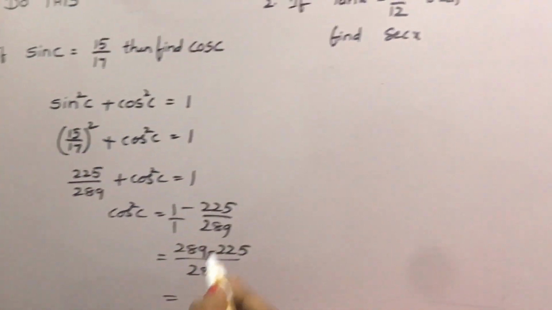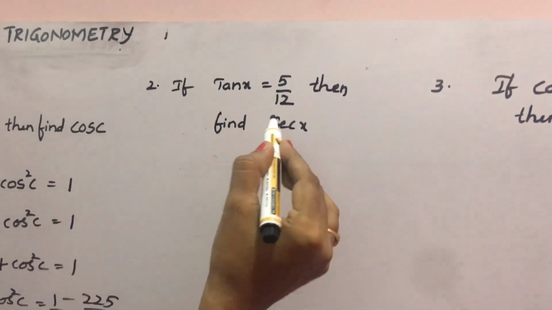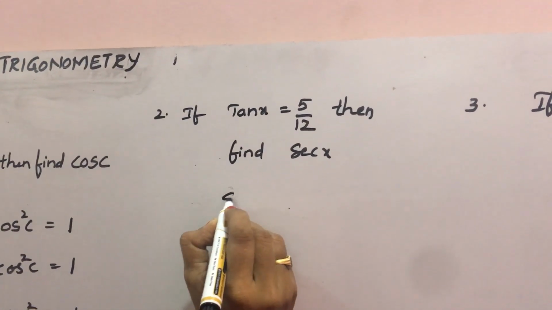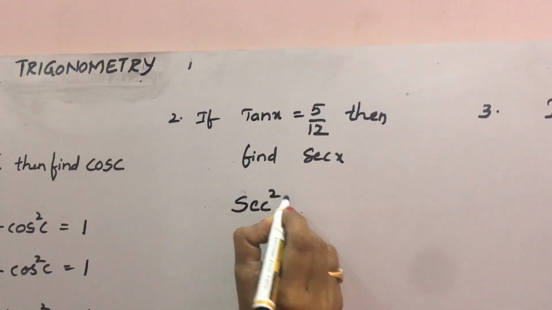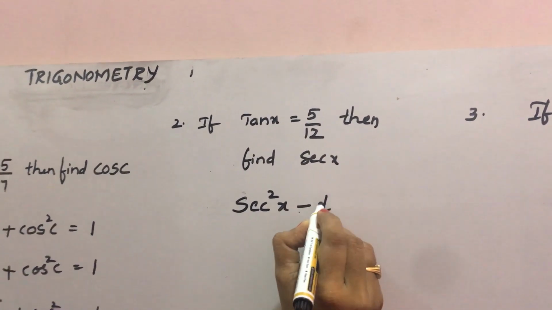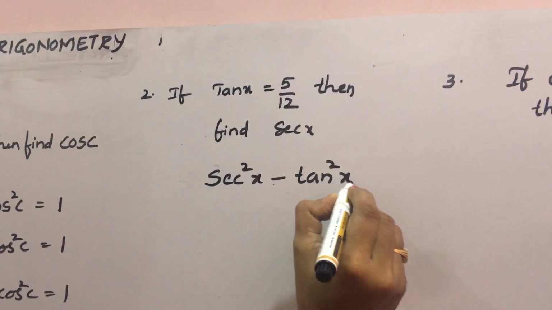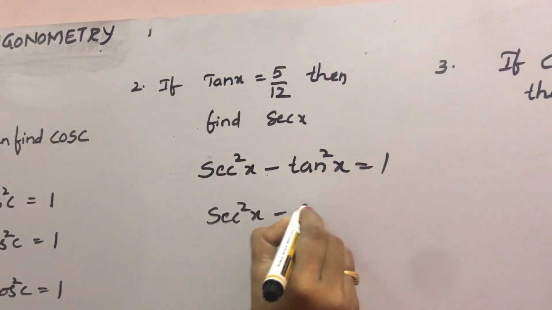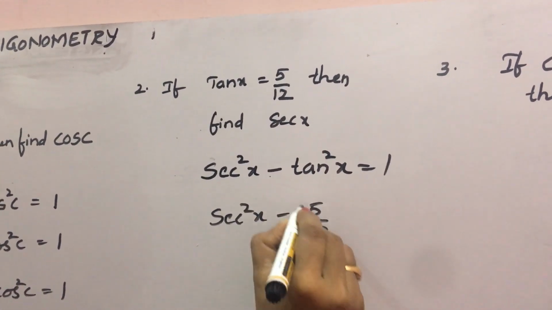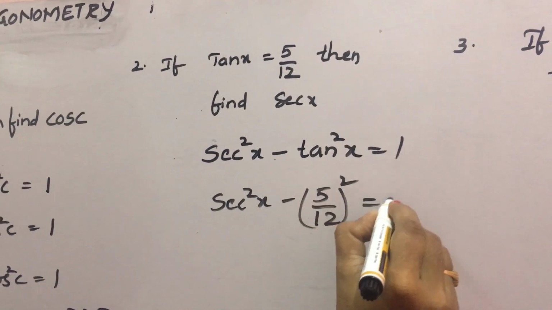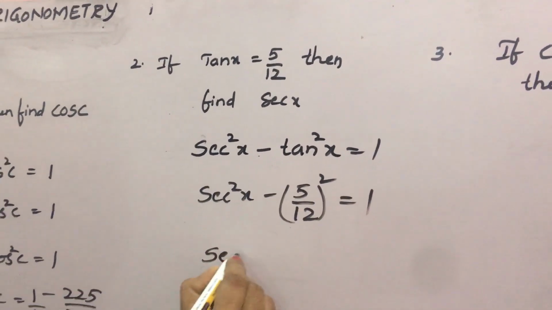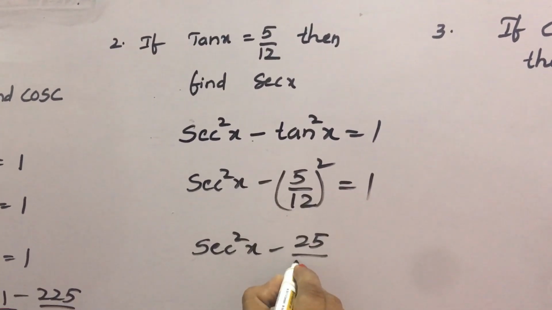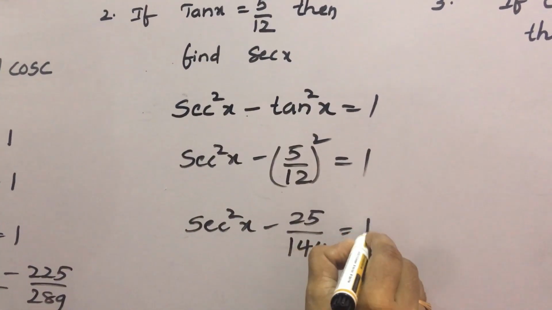See the second problem. If tan x is equal to 5 by 12, then find sec x. Here we are going to use the second trigonometrical identity. What is the second identity? Sec square x minus tan square x is equal to 1. What is the given value? Tan x is equal to 5 by 12. Here tan square x is there, that's why I am doing whole square, which is equal to sec square x minus 5 square is equal to, we know, 25. 12 square is equal to 144, which is equal to 1.